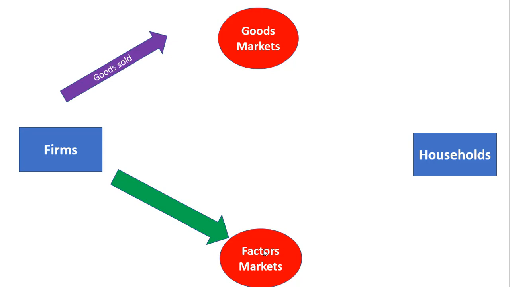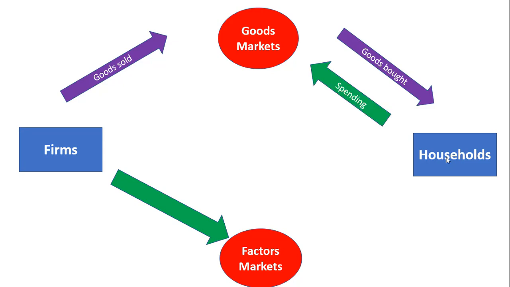So firms sell goods and services to the goods market. So they provide these goods and services to the goods market. And these goods and services flow into households. Households demand these goods and services. In return for these goods and services, households spend money on these goods and services, and that becomes firms' revenue. So we got the physical goods or services being traded in exchange for these green arrows, the dollars, the flow of expenditures.